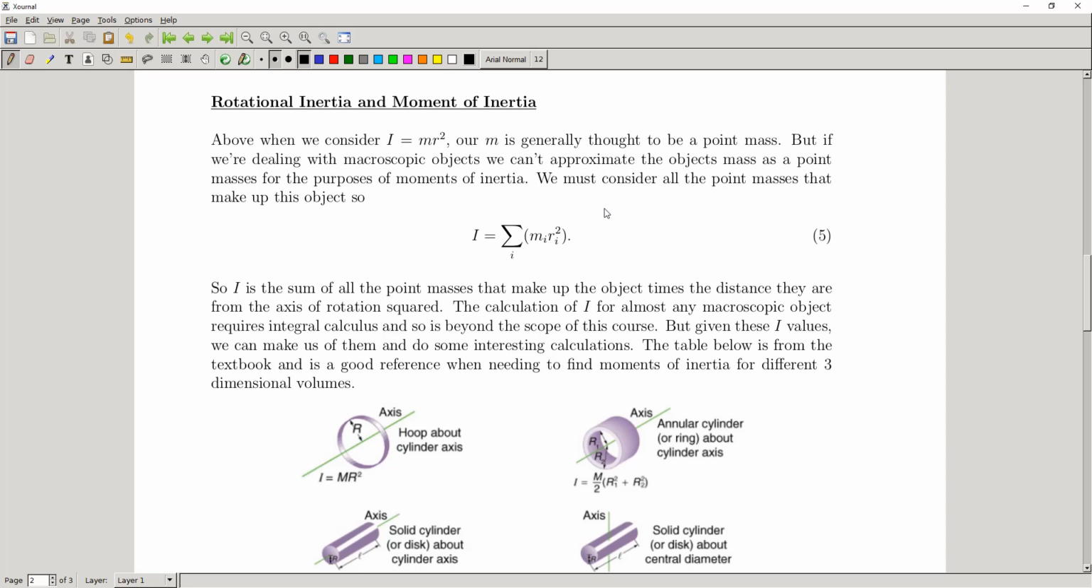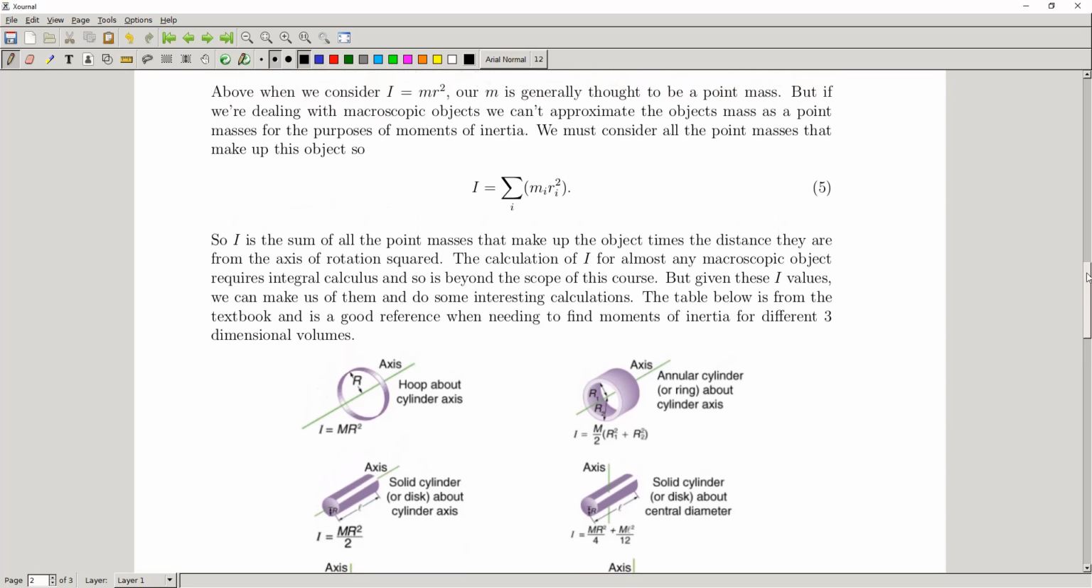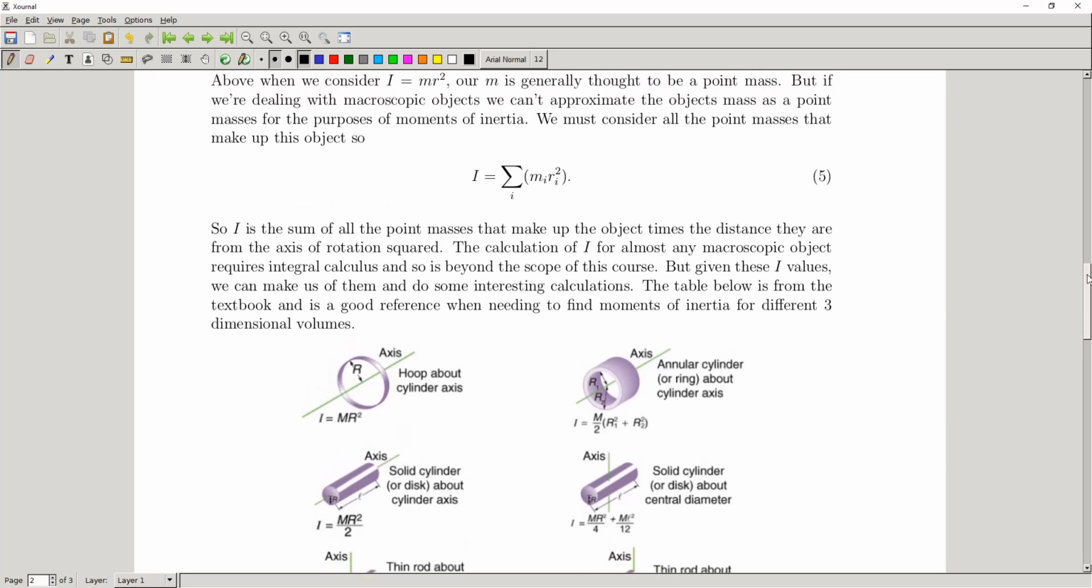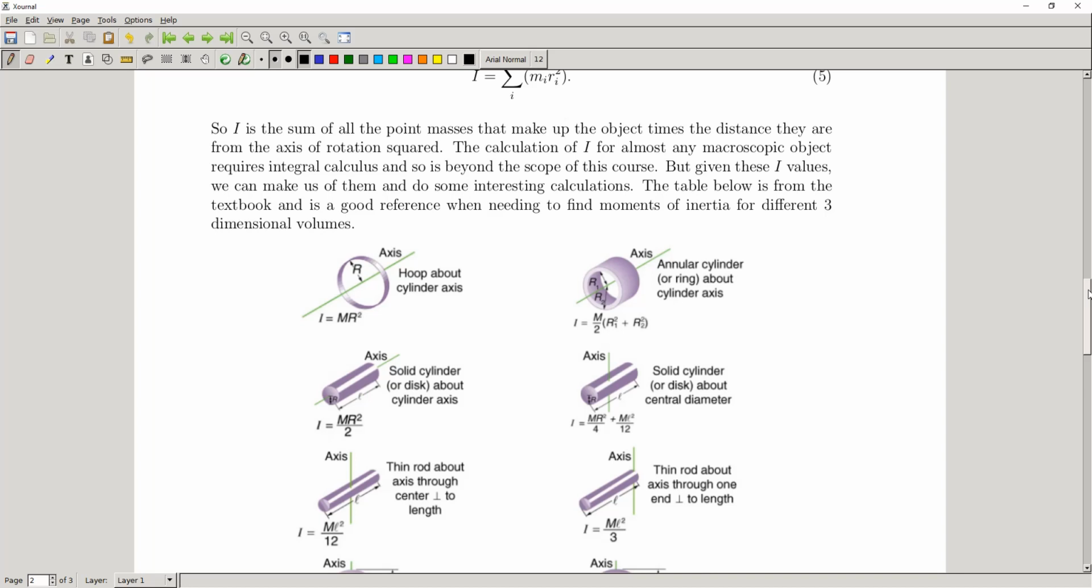if we're dealing with large objects that have extent, we need to employ integral calculus to calculate the I values of a number of these objects. Doing these integrals and using calculus here is beyond the scope of this course. But we don't have to use the calculus to calculate these I values. If we're given the I values, we can use them to answer some interesting questions about a number of different problems, right?